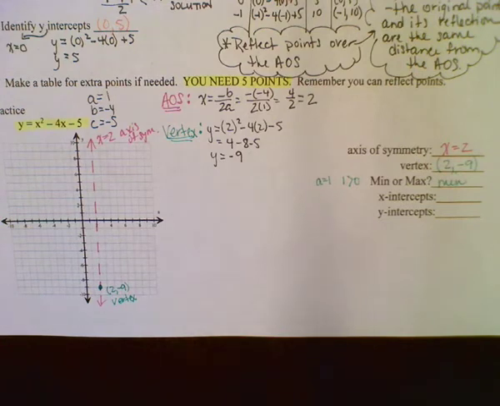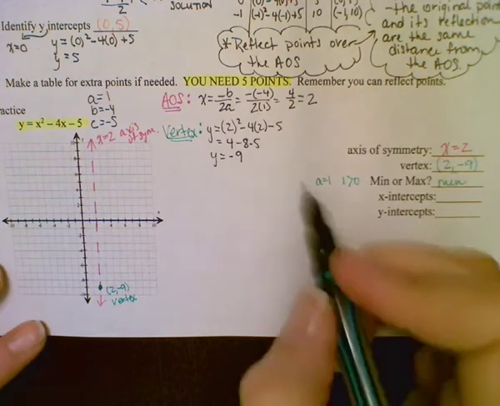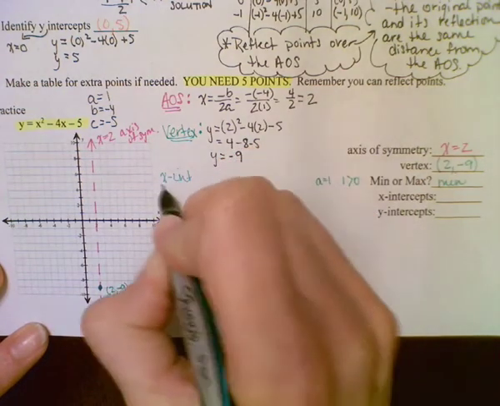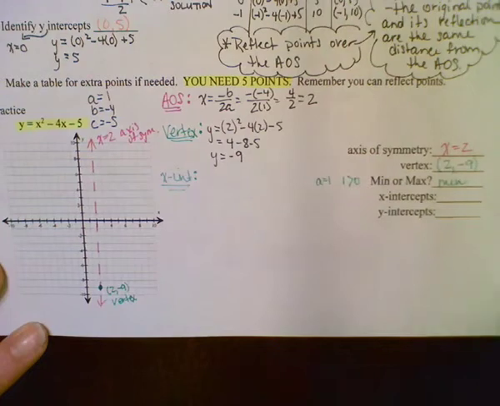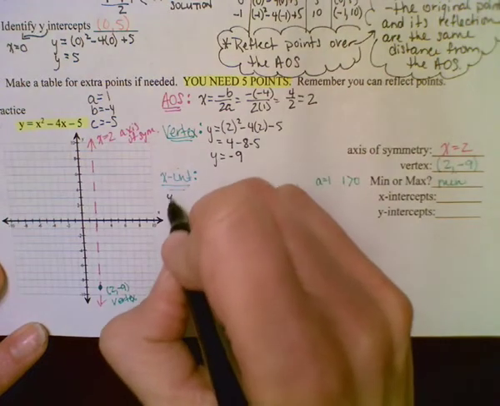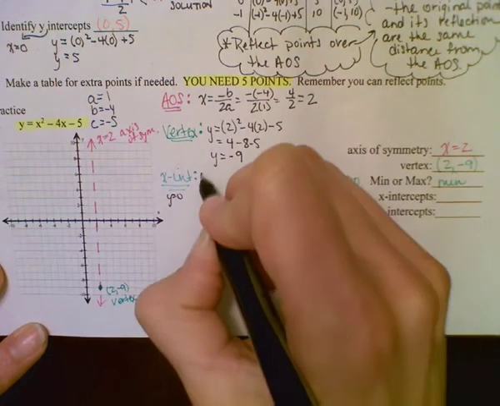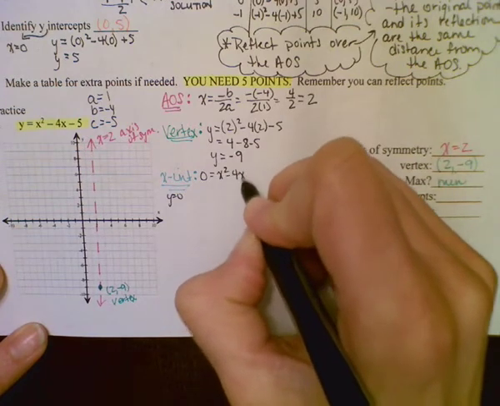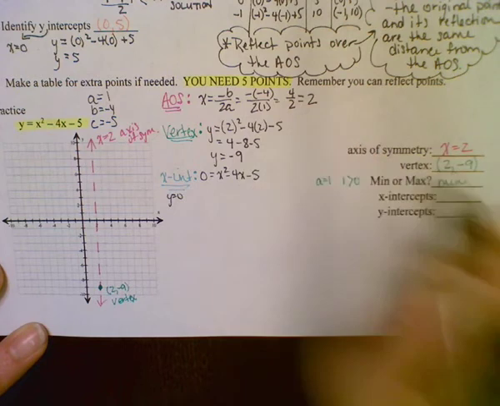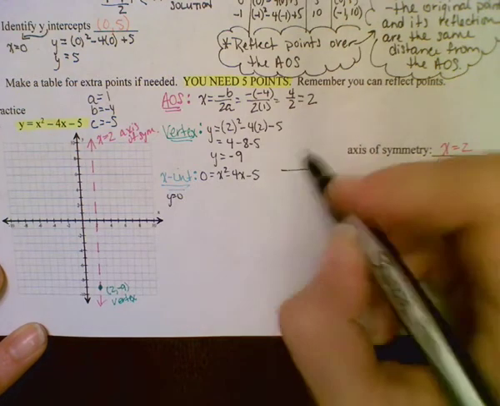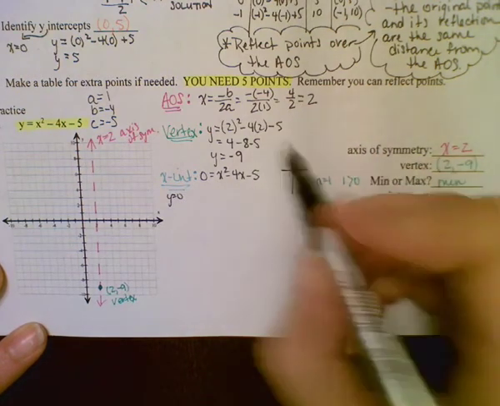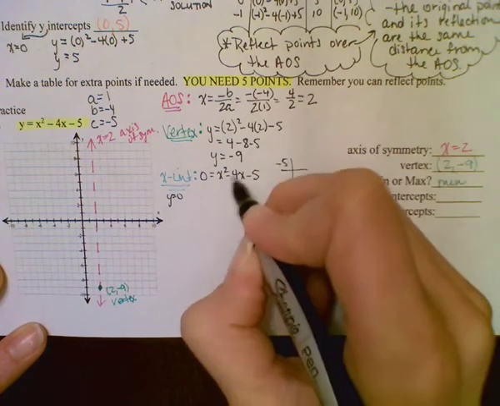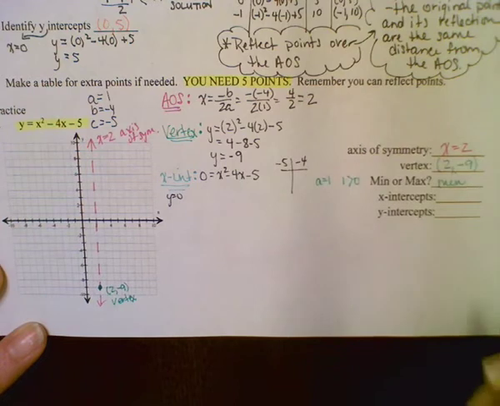Next step is to find our x-intercept. So I'm looking for my x-intercept here. That means I'm going to set y equal to 0. So I can say 0 equals x squared minus 4x minus 5. And I can start a little table to see if it will work out. I'm looking for 1 times negative 5, which is negative 5, and I'm looking for a sum of those values to be negative 4.